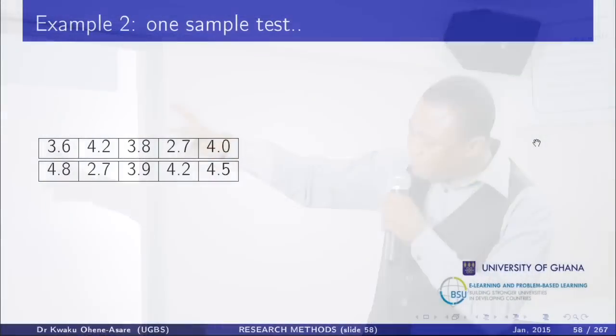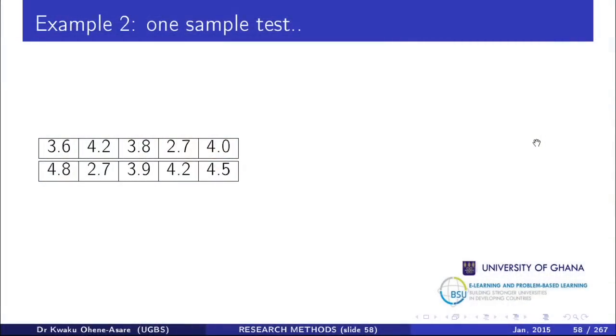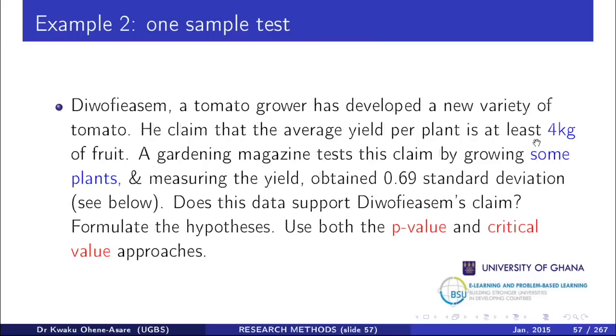But below in this table, you are going to see the yield. So these were the yields that a magazine obtained. Different plants, and those were the different yields. Some of them are more than that of the Diufiasem's claims, isn't it? Others are below. The sample size is in here. Okay. Now let's go back to the story. We are going to formulate the hypothesis and then we'll proceed.